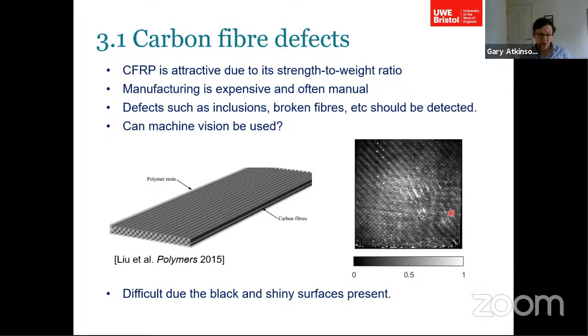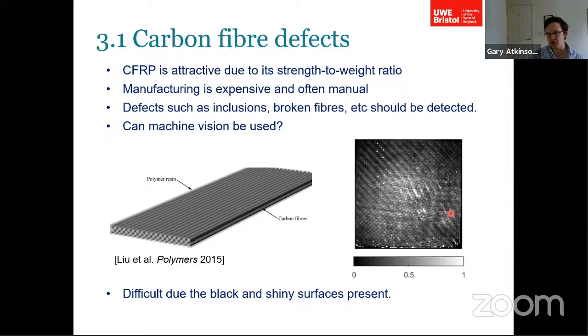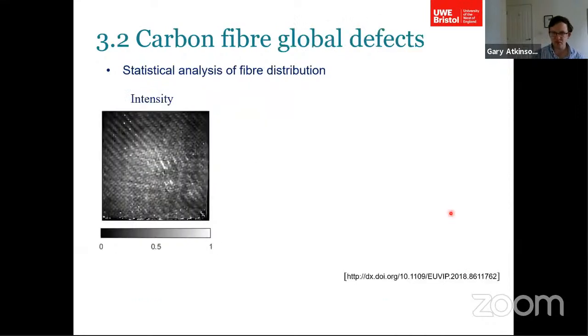Yeah, so they're black and they're shiny. Black shiny surfaces are, I guess, the worst possible case, maybe along with transparent surfaces, to do automated vision-based inspection on. So that's where we came in.